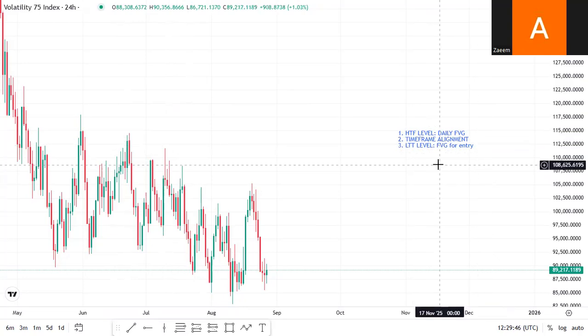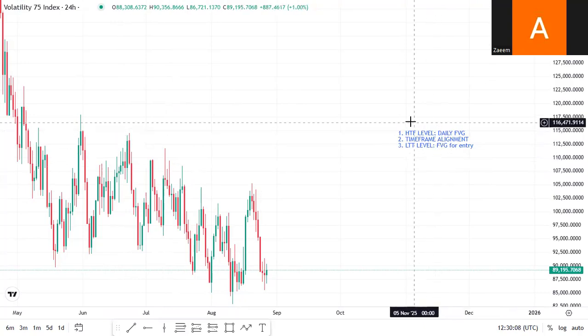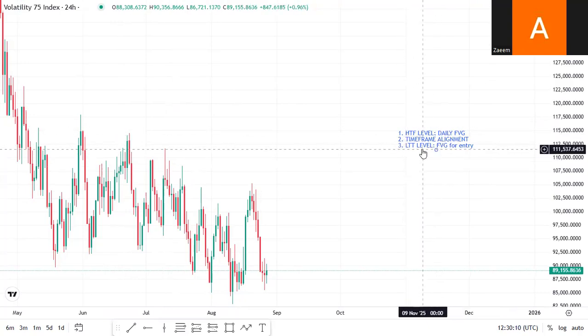So this is just one puzzle of the strategy I have, just fair value gap entry. So you can make this strategy with order block. That is your high time frame level with order block. Then lower time frame level for your entry will also be order block. Very simple. You can make it with breaker block, and your lower time frame entry is order block. Very simple.